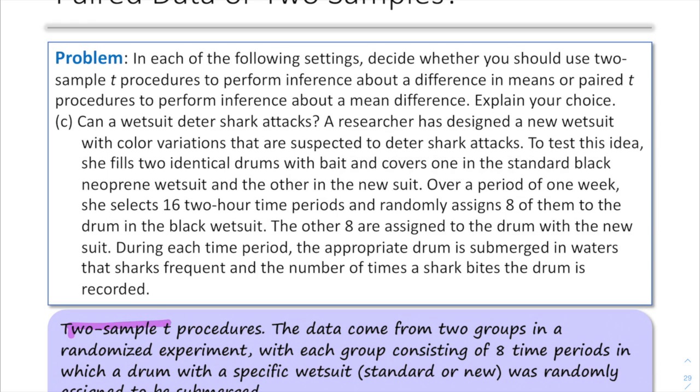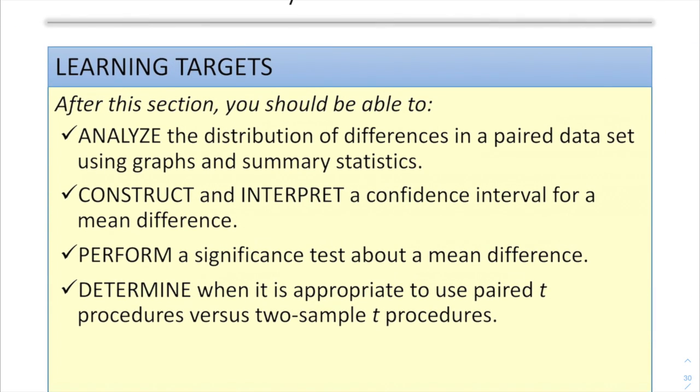So this is going to be a 2 sample because you have 2 different groups. You have the 8 time periods with the black suit and the 8 time periods with the new suit. It's not matched up.